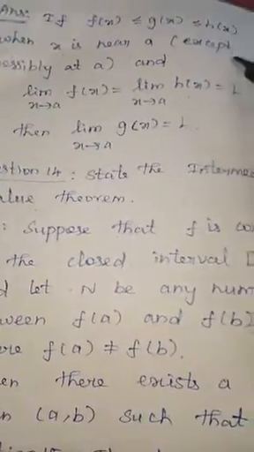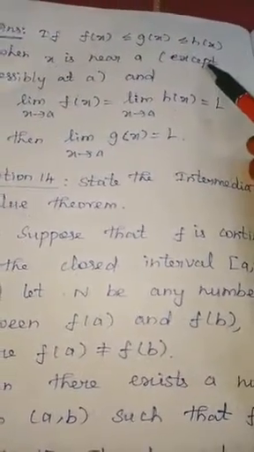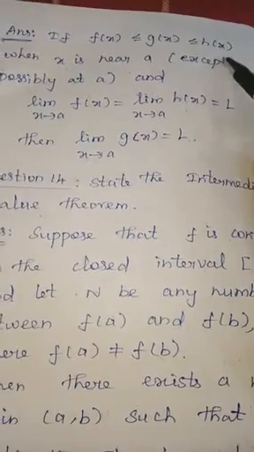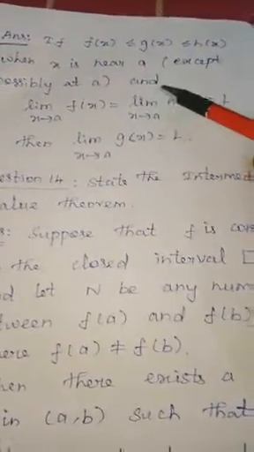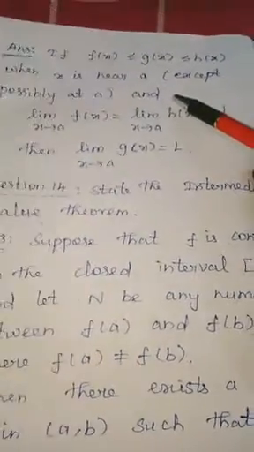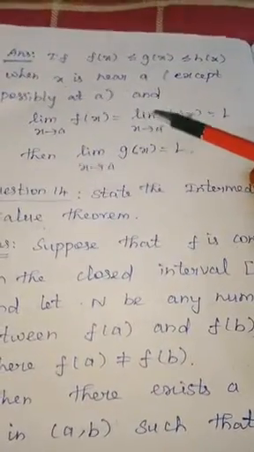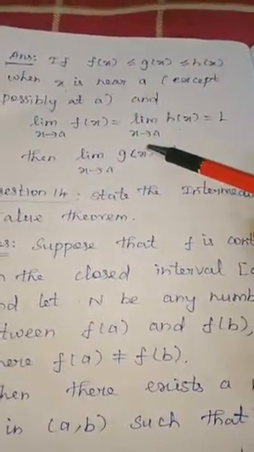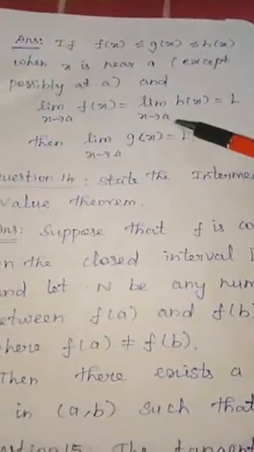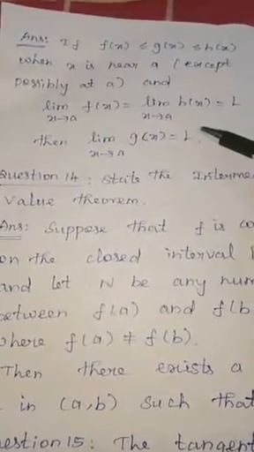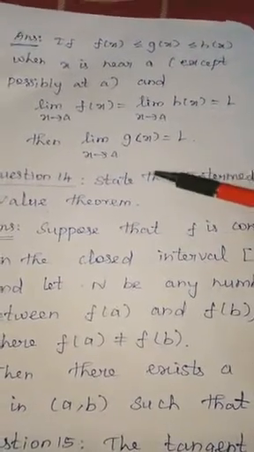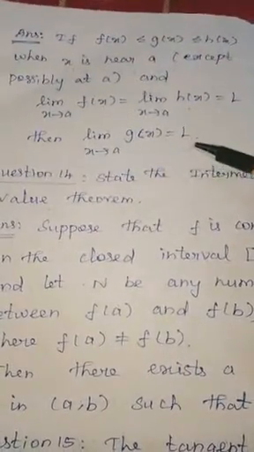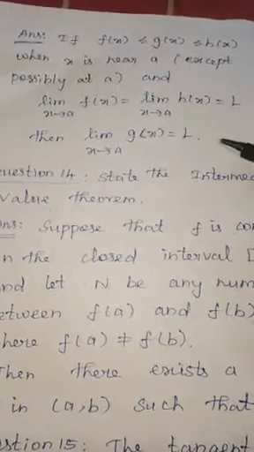Answer is if f of x less than or equal to g of x which is less than or equal to h of x when x is near a except possibly at a, and limit x tends to a f of x which is equal to limit x tends to a h of x which is equal to capital L, then limit x tends to a g of x which is equal to L.